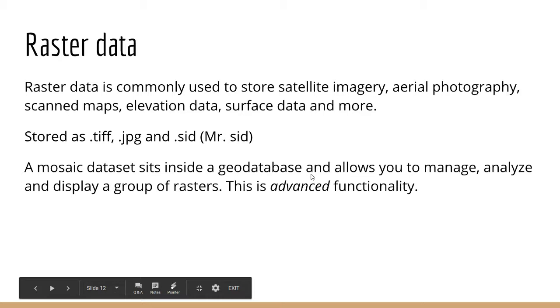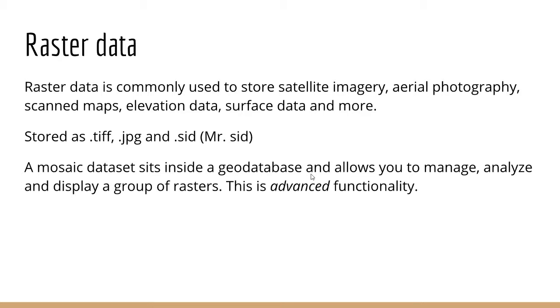All right, how about raster data? Raster data is commonly used to store things like satellite imagery, aerial photography, scanned maps, and things like digital elevation models, surface information. We often store them as TIFFs or JPEGs. JPEGs we're all familiar with. So that's a data format that's not really a GIS data format, but it's been adopted in the GIS field to store raster information. TIFFs are also not necessarily a GIS format, but have been adopted to store GIS information.